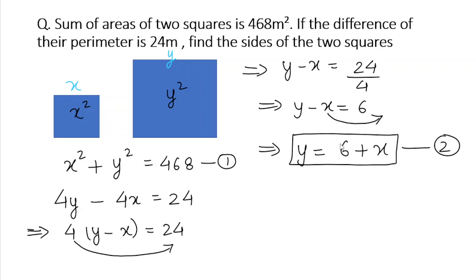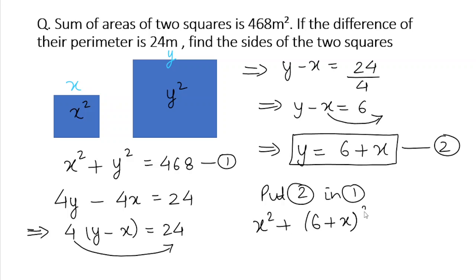We can pick up this value of y and put it in the first equation. Because here we have a quadratic equation in two variables, and we don't know how to solve a quadratic equation in two variables. So we can replace y by 6 plus x so that we can bring down the first equation as a quadratic equation in one variable. So we will put the second equation in the first. We will have x square plus 6 plus x whole square equal to 468. We have replaced y by 6 plus x, so y square will become 6 plus x whole square.